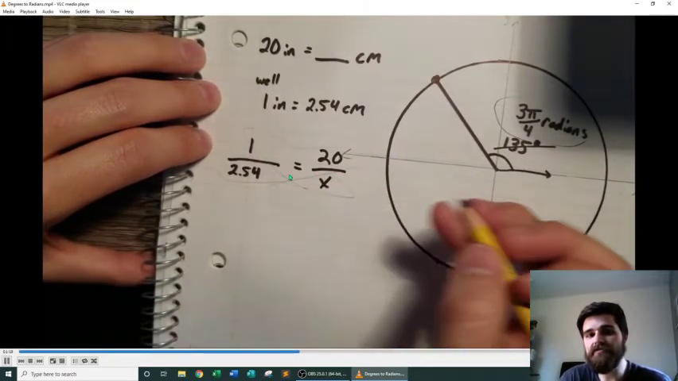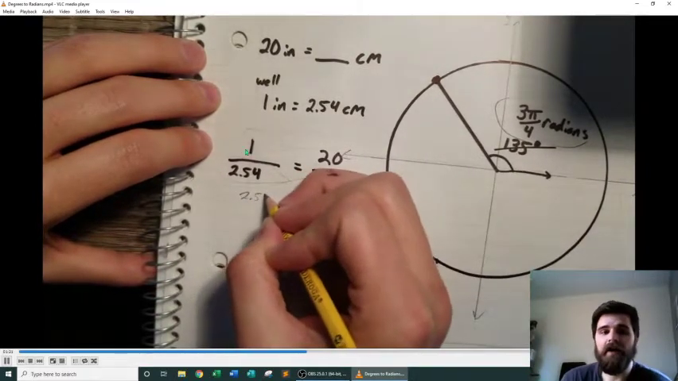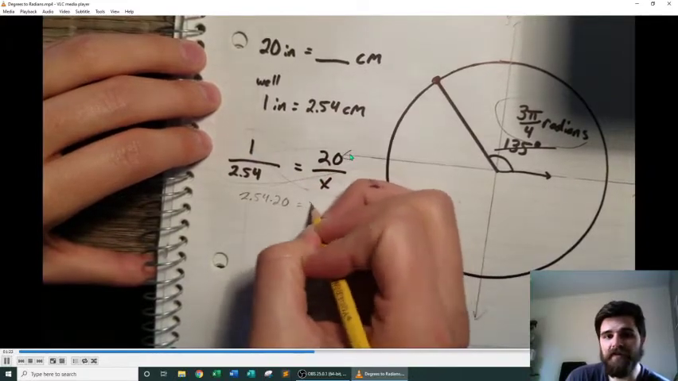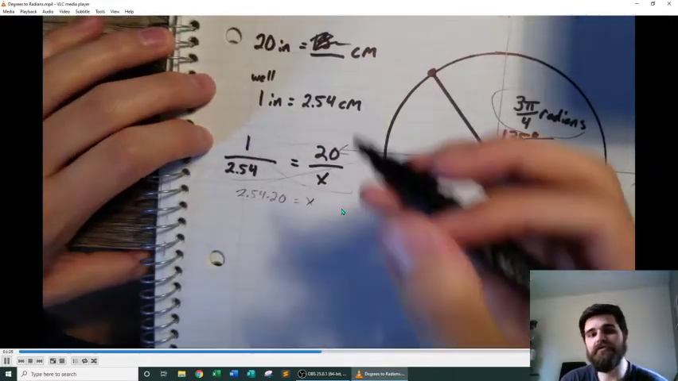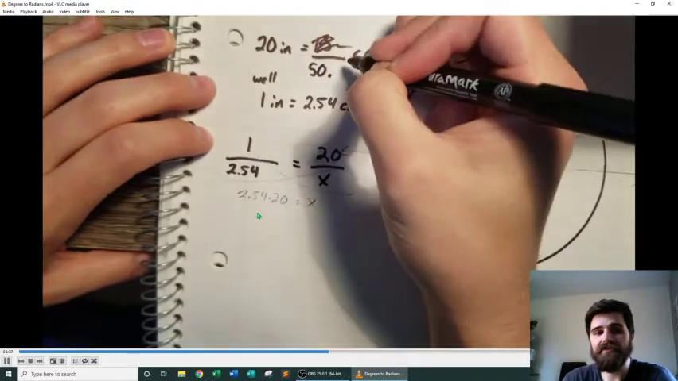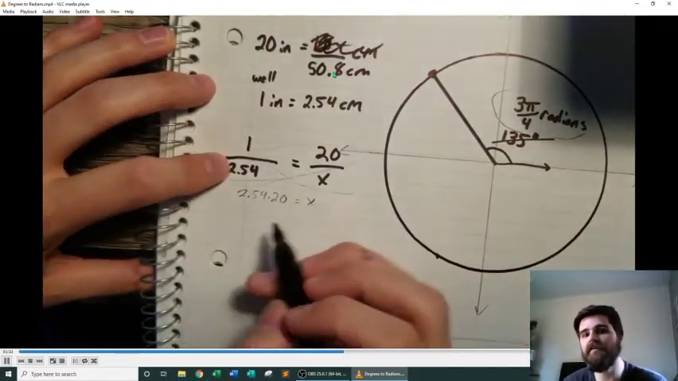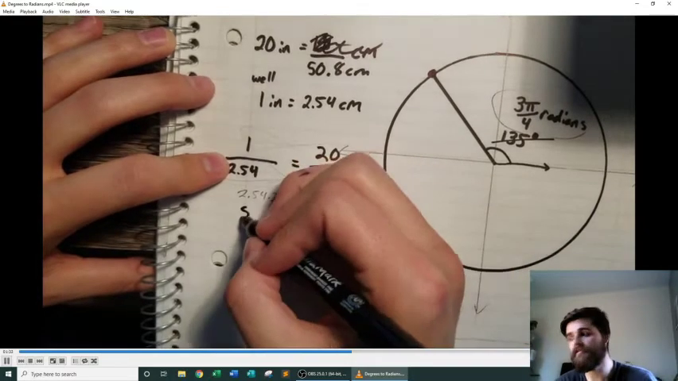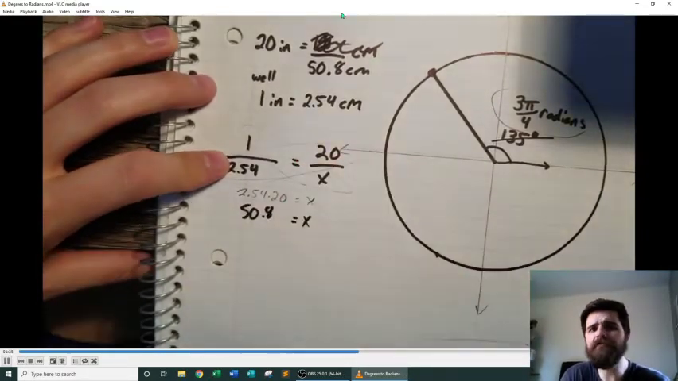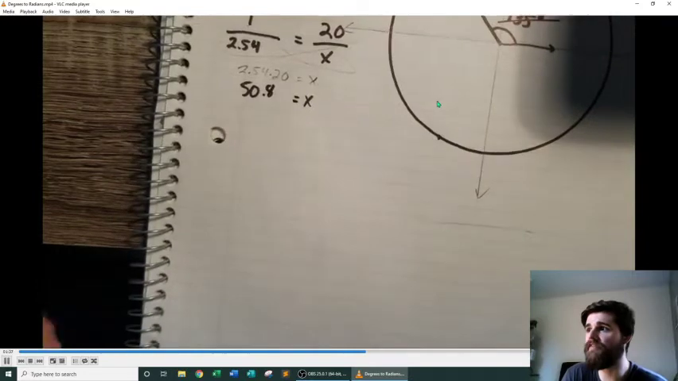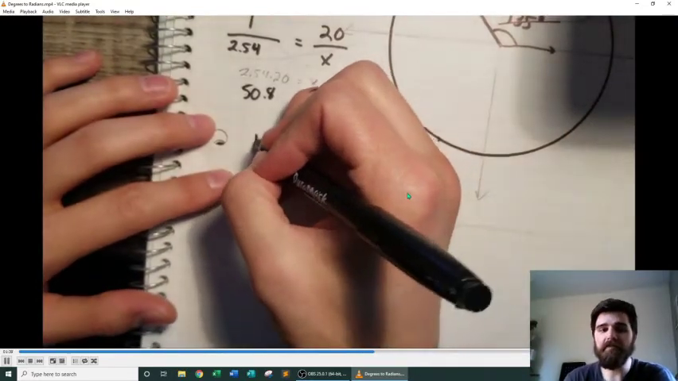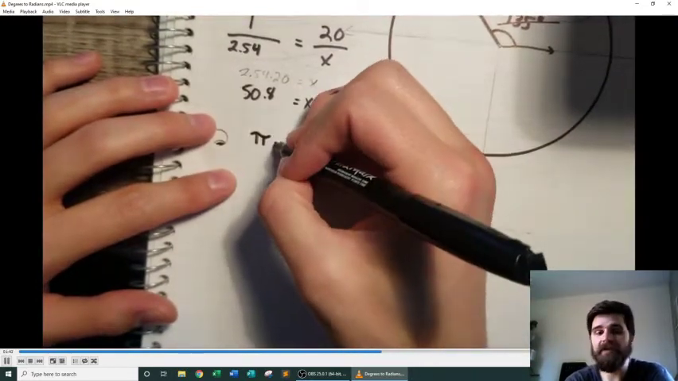To solve this, we can do a little cross multiplication here. 2.54 times 20 is equal to 1x, or just x. If I throw that into a calculator, 20 times 2.54 gives me a little more than 50 centimeters. So we should feel pretty comfortable converting something like this. We've done a lot of that. But now let's look at the same thing with angles. So we need a conversion rate.